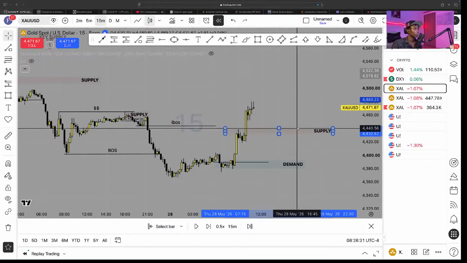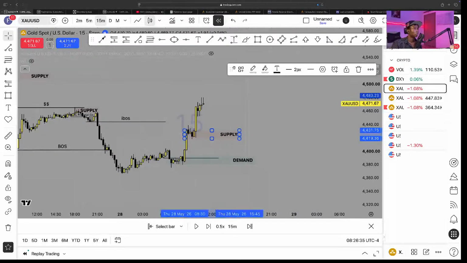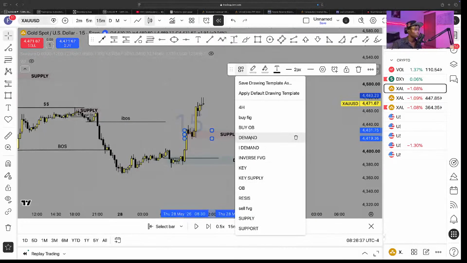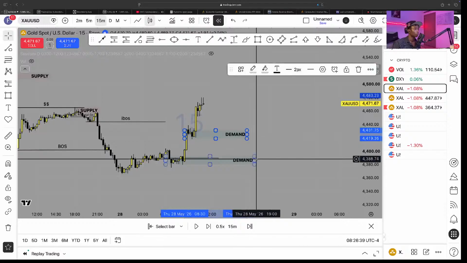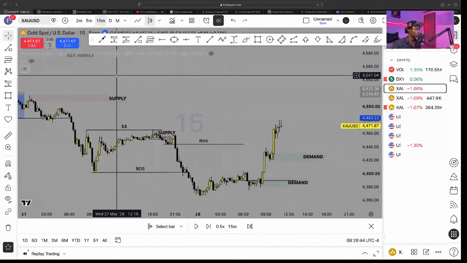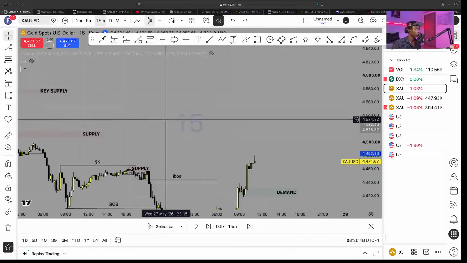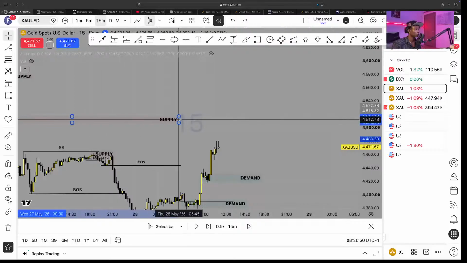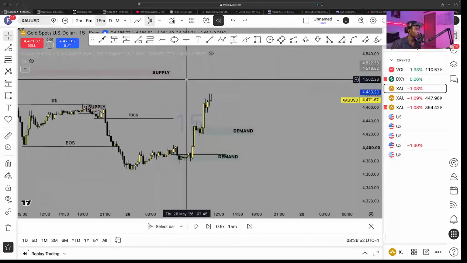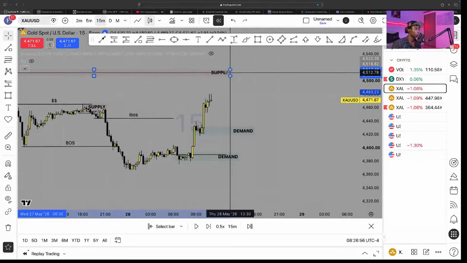So we have another demand level at this point. Just quickly change this. You guys can see now demand stepped in before we had supplies. This is the key supply zone. We have another supply zone at this point. This might just be a pullback. This might just act as a pullback.